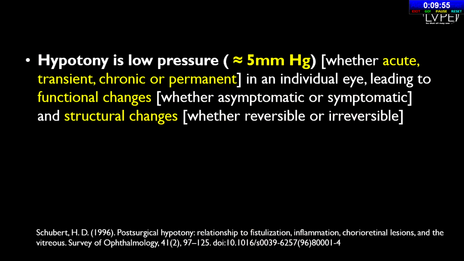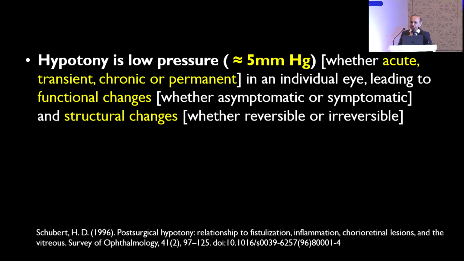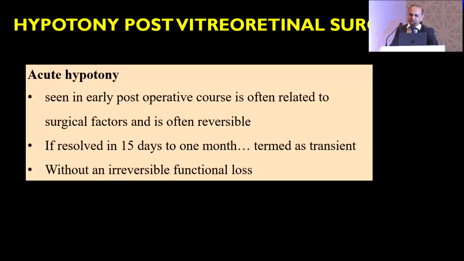But before we go to managing membranes and hypotony, we do need to understand what exactly we mean by hypotony and how it affects us, what the different types are, and why hypotony occurs, so that we can understand how removing membranes helps in taking care of the pathogenesis and the problems that happen. Hypotony essentially is low pressure which may be transient, chronic or permanent, and which leads to functional and structural changes. It can be acute as well as chronic.